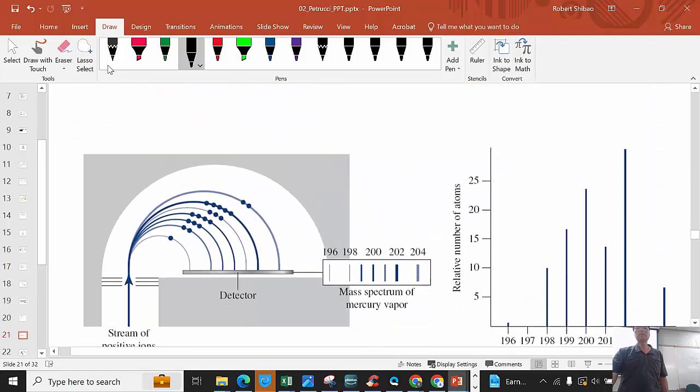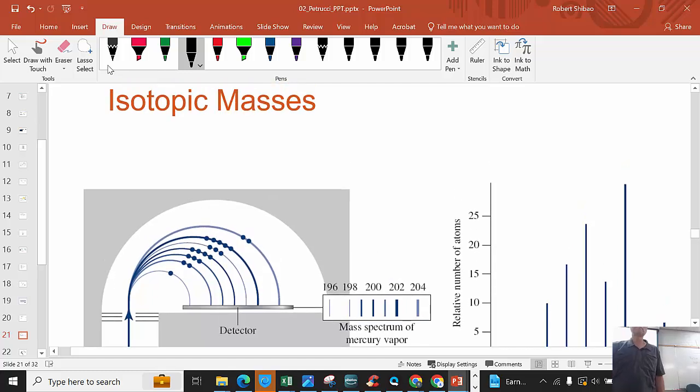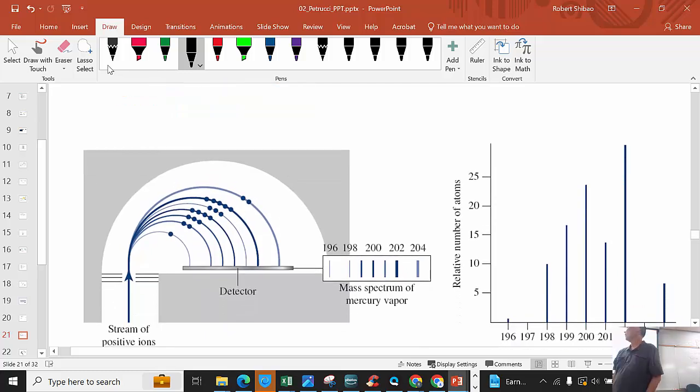How do you determine the mass of an atom? How we determine the mass of an atom is by using something that looks similar to the cathode ray tube. Except rather than a beam of electrons, this instrument, called a mass spectrometer, has a beam of atoms. And the beam of atoms is shot out.